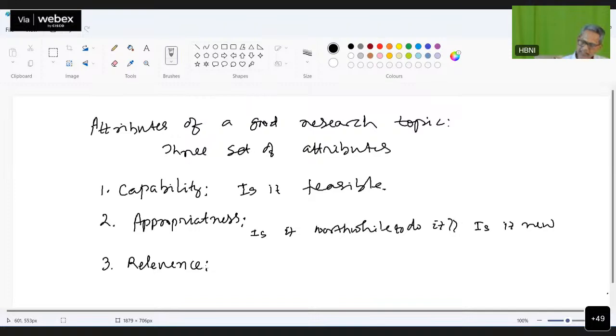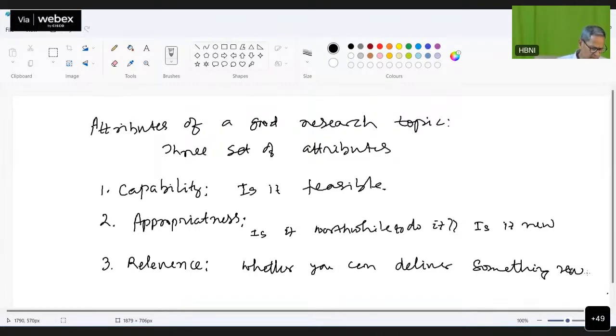That is always something you have to consider. You have to see whether you can deliver something new through your research work. What is new that you are proposing through your research topic?